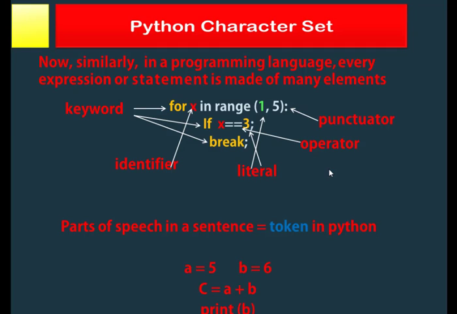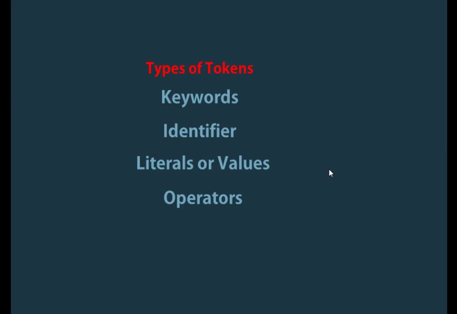Now some examples. A is equal to 5, B is equal to 6, C is equal to A plus B, print B. I want you to find out which types of tokens these are. Okay, you find out, I'm just proceeding further. Now I'm going to tell you the types of tokens: keywords, identifiers, literals or values, operators, and punctuators. These are the tokens that we are going to learn in this chapter.